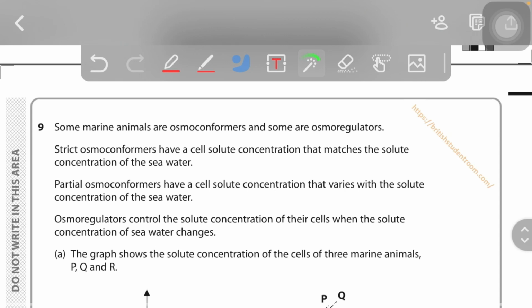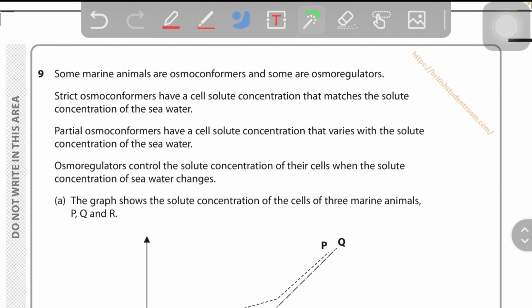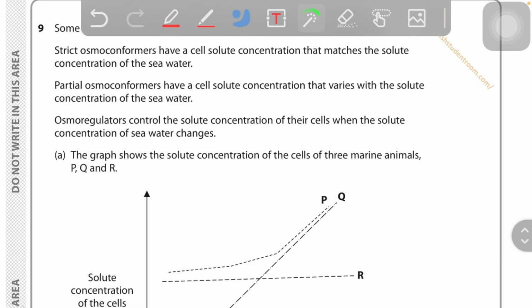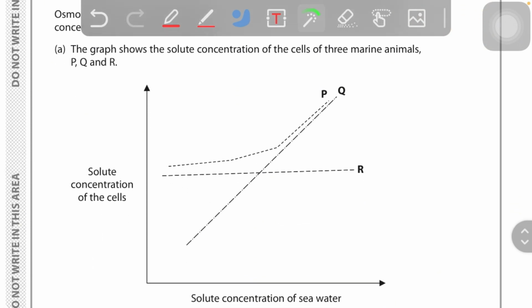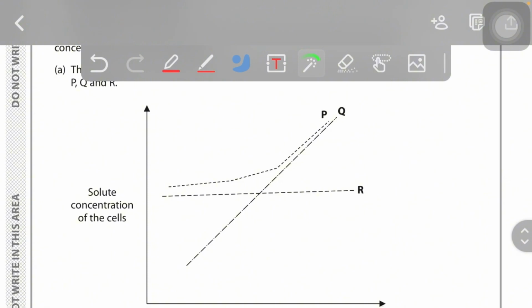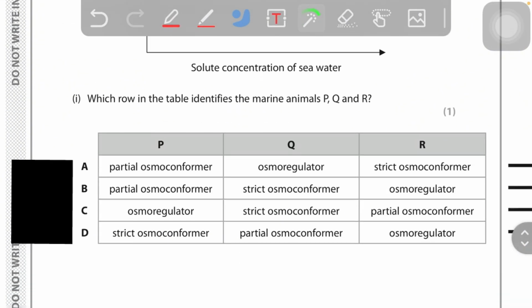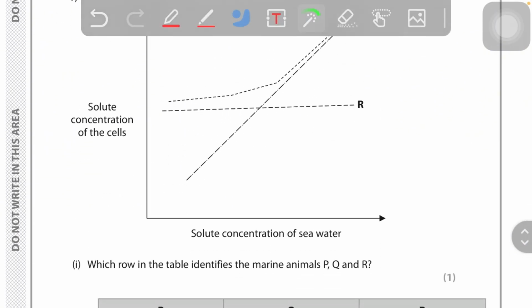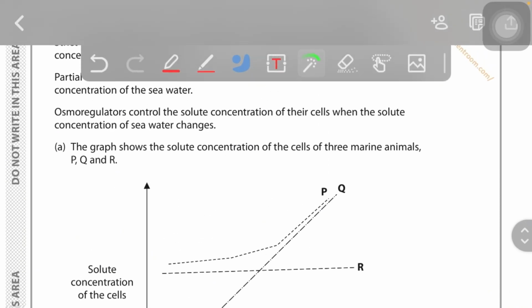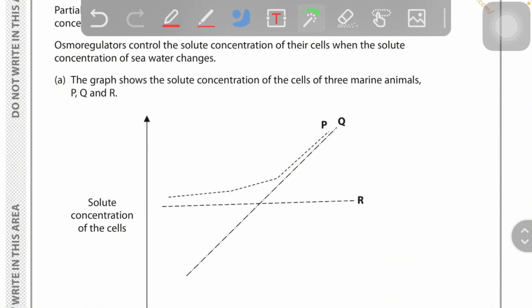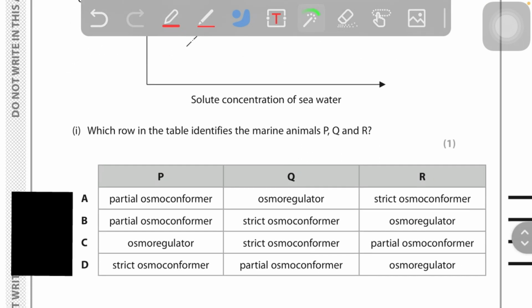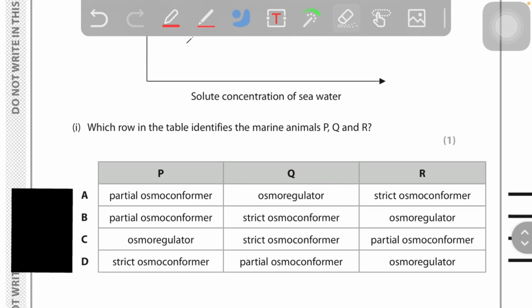What are osmoregulators? Osmoregulators control the solute concentration of the cell when the solute concentration of the sea changes. So definitely Q is not osmoregulators. R is osmoregulators, because as the solute concentration of seawater increases, this remains constant. Osmoregulators control the solute concentration of their cell when the solute concentration of the seawater changes. So undoubtedly R is osmoregulator. So the answer is B.